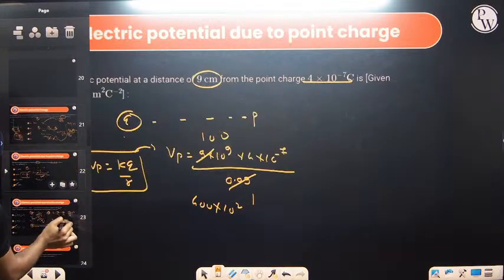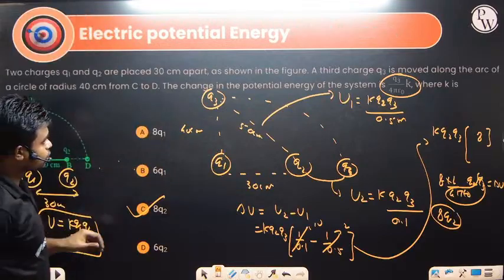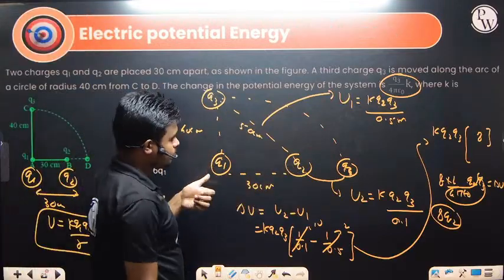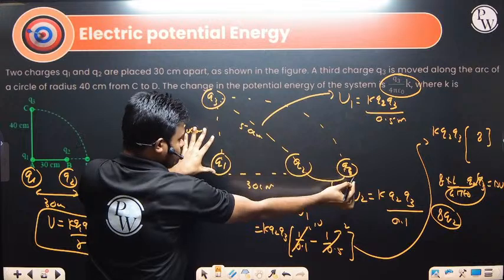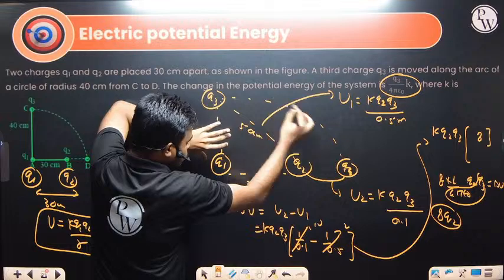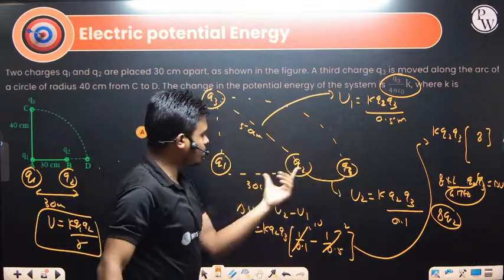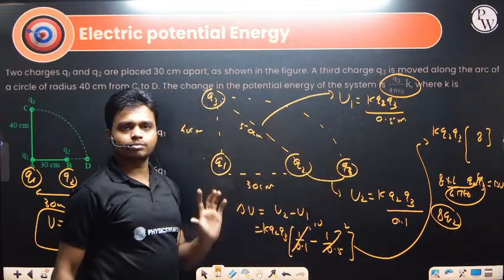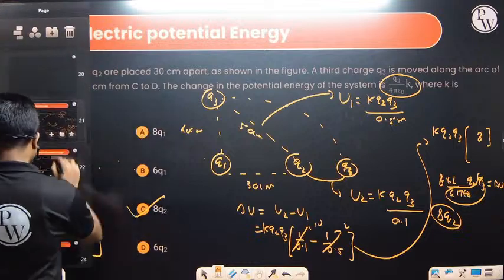If you are asking for this, what is the distance here? 50 centimeter. This will come this side, so this one is 50 centimeter and this one is 40 centimeter. So this will also be 40 centimeter. Remaining, this one is 30, so this will be 10 centimeter.